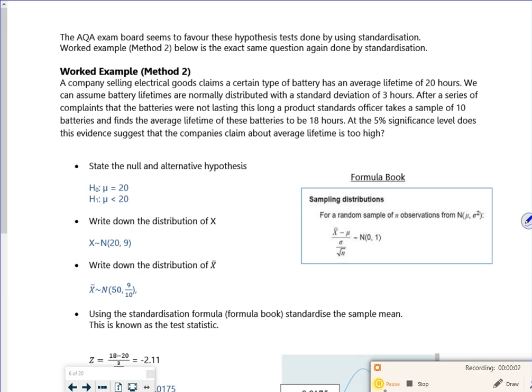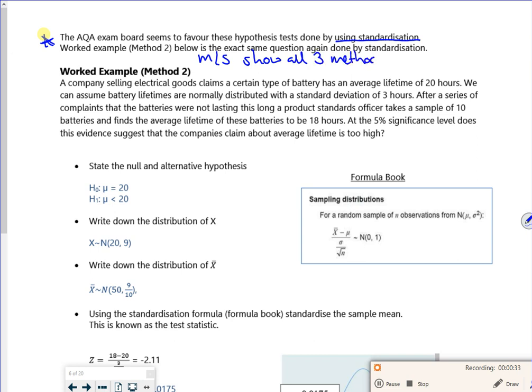Right then, so this is the next vid for hypothesis testing. It says here that the AQA exam board seems to favour a test method using standardisation. That's not really true. The 2022 paper used the probability method that I've just talked about. So this is a different way of standardising, and there's a third way, which isn't even in this pack. But the mark schemes show all three methods.